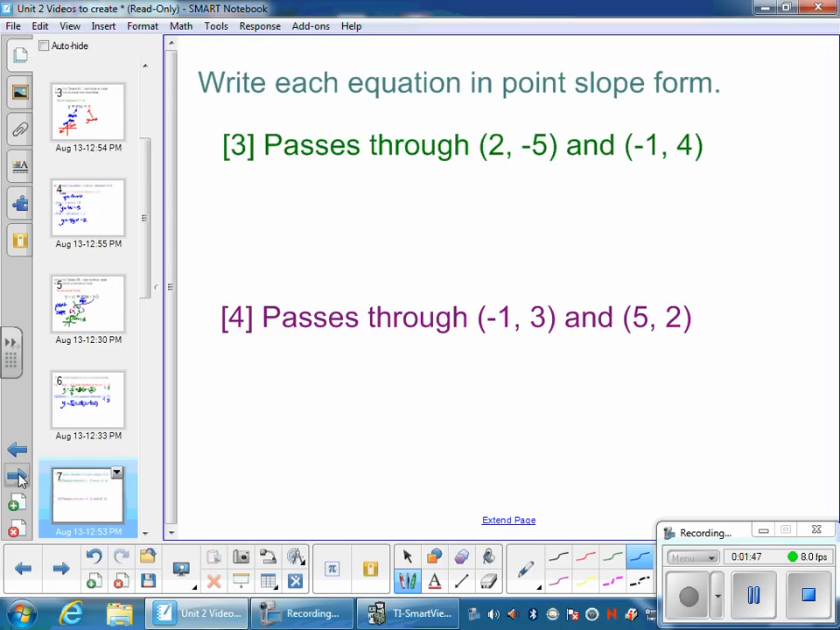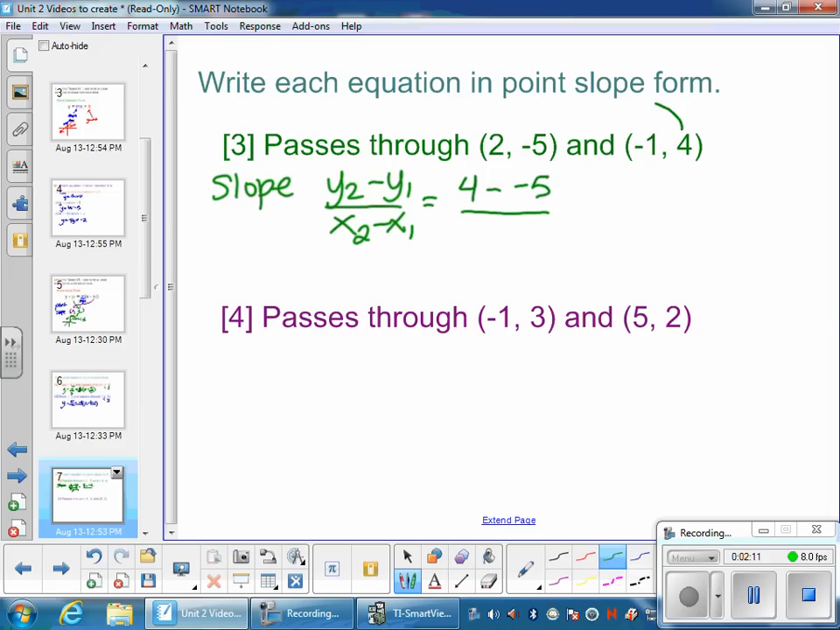All right, so the next ones get a little bit harder. They give you 2 points, and you have to write it in point slope form. So there's always 2 different equations you can write because there's 2 different points. But the first thing you have to do is find your slope. So if you remember, y2 minus y1 over x2 minus x1. So we're going to do 4 minus a -5 on top. Remember, those double negatives turn into a positive. And then we're going to do -1 minus 2 on the bottom.